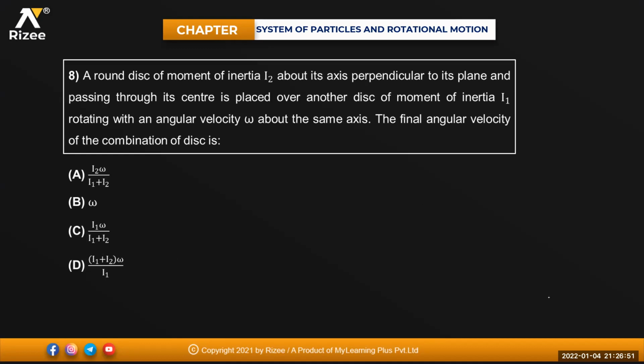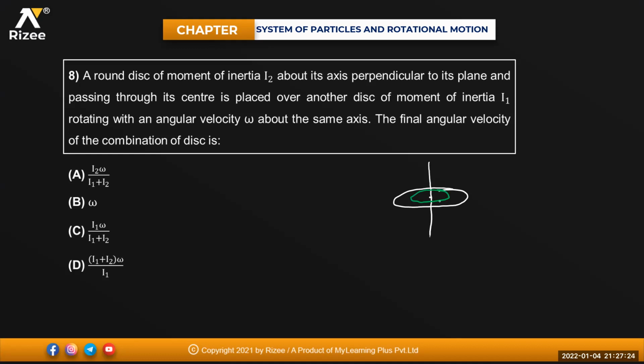Chalo. Next question, beta. Good question again. A round disk of moment of inertia I2 about its axis perpendicular to its plane and passing through its center is being placed over another disk of moment of inertia I1, which is rotating with an angular velocity omega about the same axis. The final angular velocity of the combination is how much? This is one. This is your axis. And on this one, we are keeping one more like this. Isn't it? The axis is remaining the same.